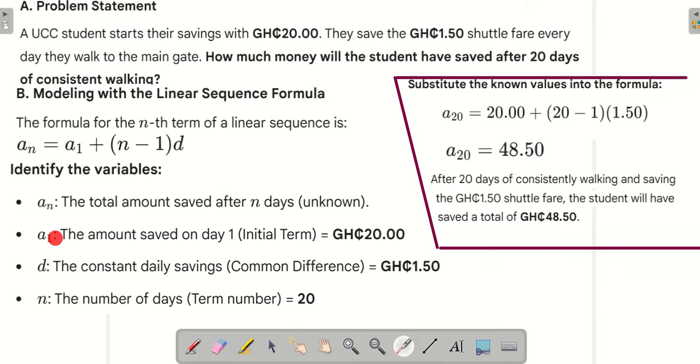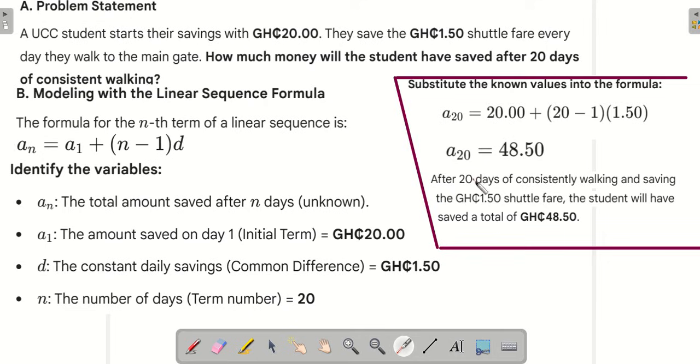Your A1 is the first term, the amount saved on day 1, the initial term, 20 Ghana cedis. Then the difference D is the constant daily savings, 1.50 Ghana cedis. Then N is the number of days, the term number. In this question, it is 20. So we just substitute the known values into the formula. You can do that, substitute them into this, and simplify, and your A20 is 48.50.